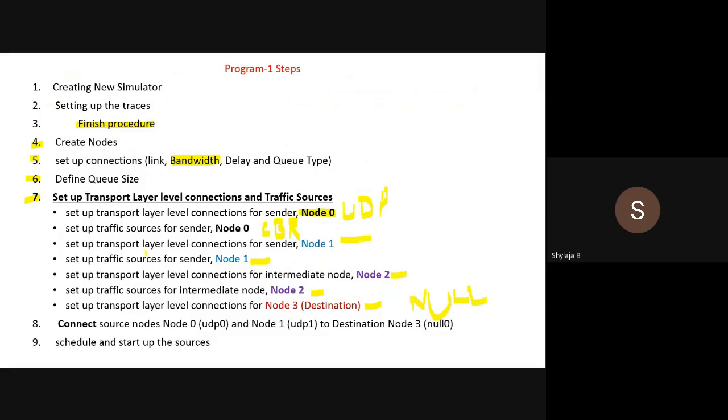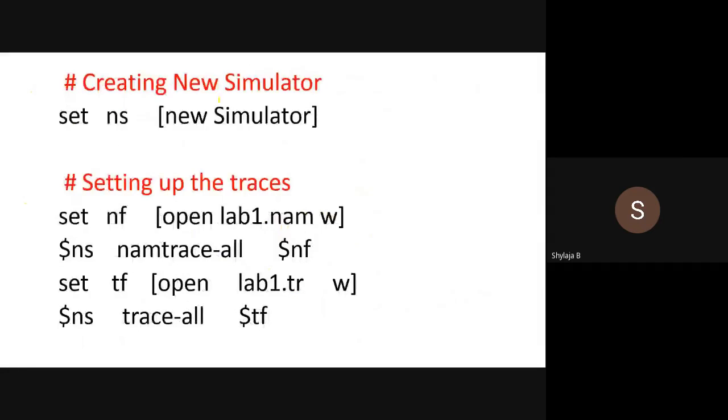Let us see. The first step is creating a new simulator. That is our first step, and here it is. Creating a new simulator. We have a class called simulator, so of this type we are creating an object NS. To create an object, the command is the set command. We have to use the set command in NS2 to create an object. So we are writing set ns and we are instantiating the class simulator. So inside the bracket, we are writing new simulator.